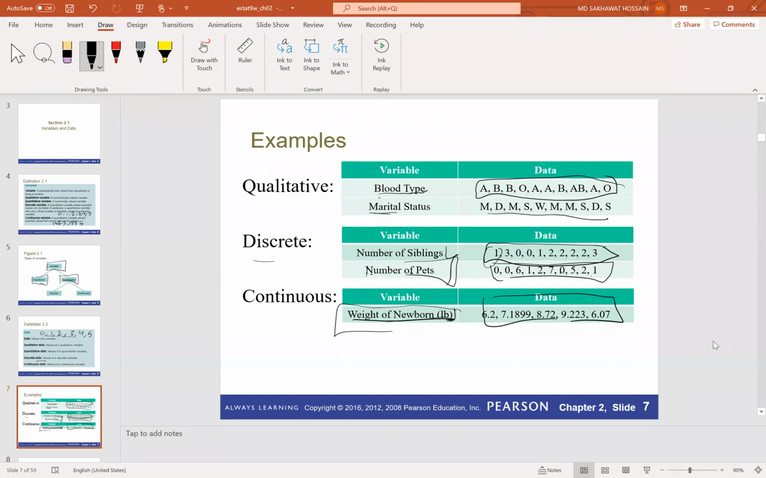Okay. So do you have any questions? What is a variable, what types of variables we have, and what are the examples of different types of variables? Do you have any questions?